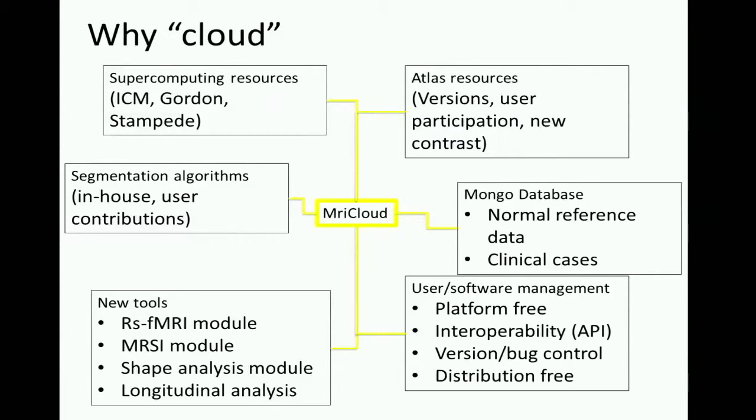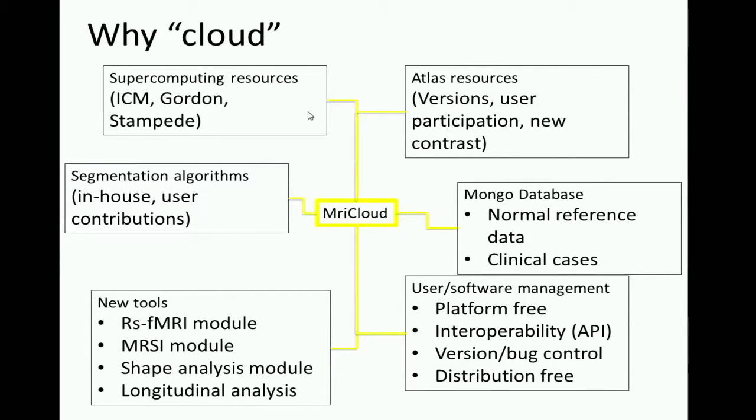The question is, why cloud? We have this MRI Studio software, which is a distribution model. You download the software, and everything happens on your local computer client. But we are moving the entire platform to this cloud system because we start to see many advantages. For example, the computational cost of multi-atlas segmentation is very large, and we need very good computers.